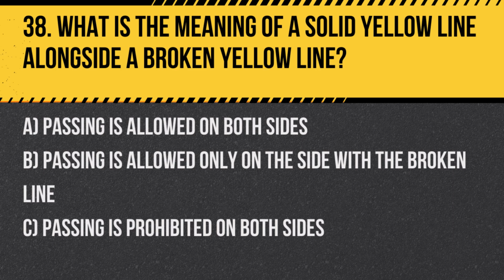A. Passing is allowed on both sides. B. Passing is allowed only on the side with the broken line. C. Passing is prohibited on both sides. Answer: B. Passing is allowed only on the side with the broken line. A solid yellow line alongside a broken yellow line indicates that passing is allowed only on the side with the broken line, while passing is prohibited on the side with the solid line.